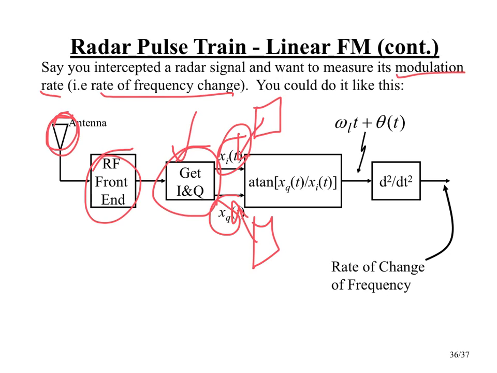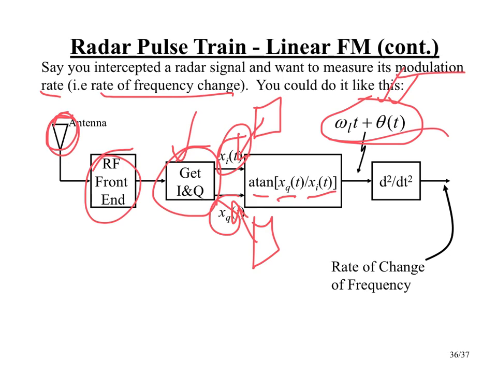Then we can find the time varying phase by just doing an arctan computation of the imaginary part over the real part. So that's no surprise. And so at this point we get something that looks like this. And then we just want to take the rate of change of this thing. So if we take one derivative, we get the instantaneous frequency.